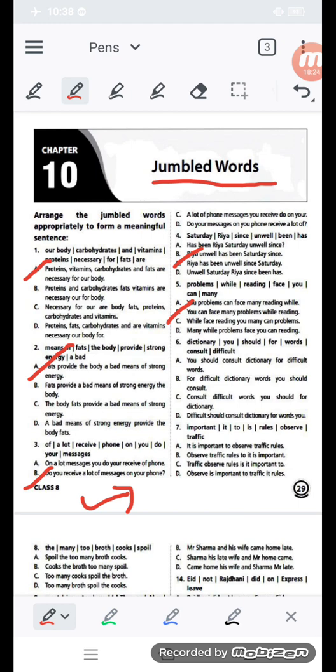In this way, let us solve the 6 number. Dictionary you should for words consult difficult. You should consult dictionary for difficult words. For difficult dictionary, this is not coming. B number. Consult difficult word. This is also not answer. Difficult should. D is also not answer. Here A is the correct answer. So here students, after reading this statement, you obviously come to know that this is the correct answer. Already your solution answer is given. You have to choose the correct one.